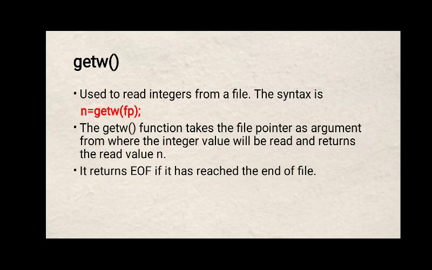Otherwise, it will return an integer value to the variable n. So, for example, you are opening a file file.txt in the read mode, and then you are writing num is equal to getw of fp, and you are checking till EOF. So whatever integers are there in the file, that will be stored and displayed on your output screen. So that is why you're using getw. Whatever data was there, it will be converted to integer and displayed.